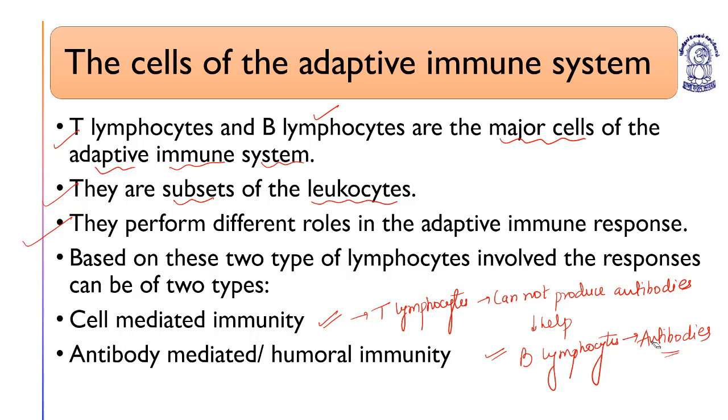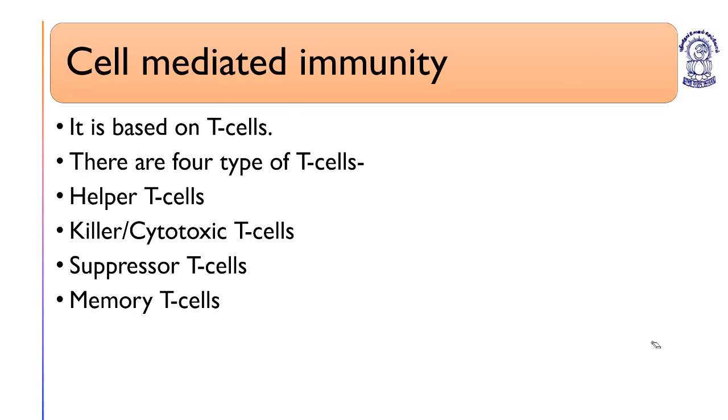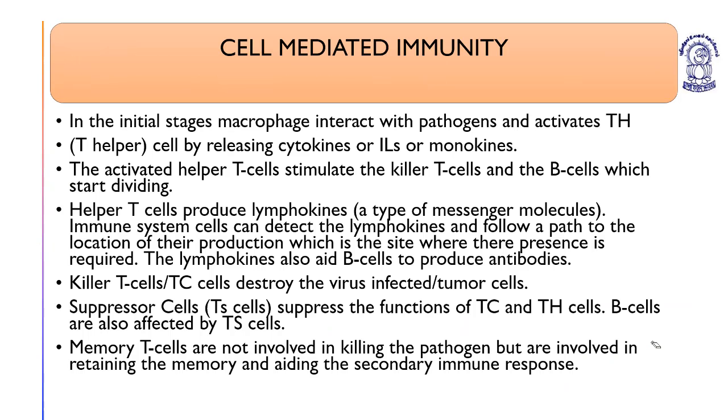So the cells of the adaptive immune system are T lymphocytes and B lymphocytes. T lymphocytes form the cell-mediated immunity, and B lymphocytes form the antibody-mediated immunity, or the humoral immunity. Now, coming next.